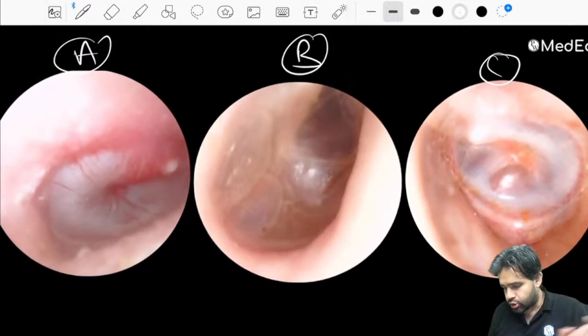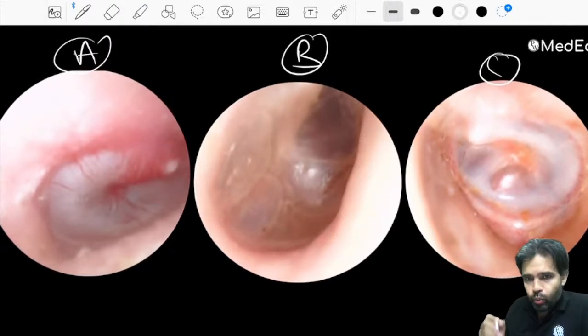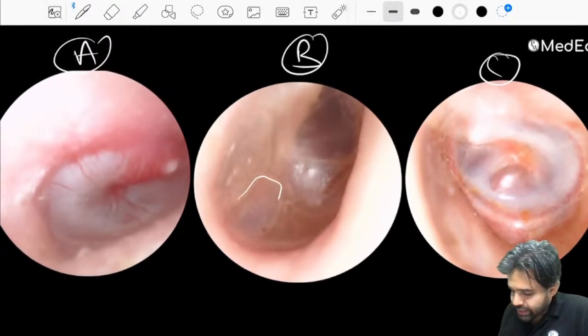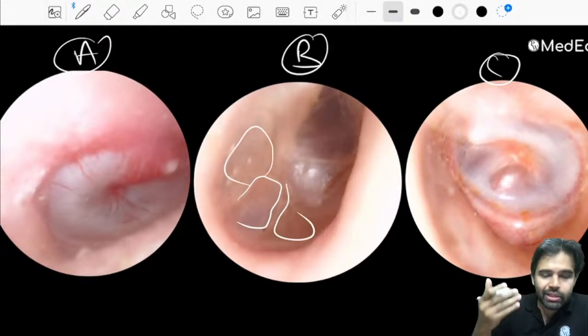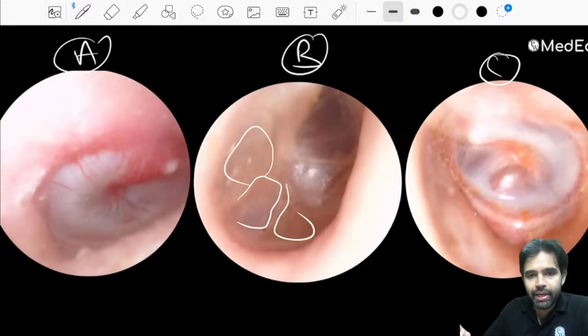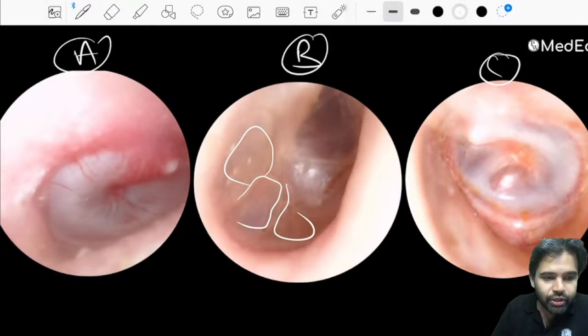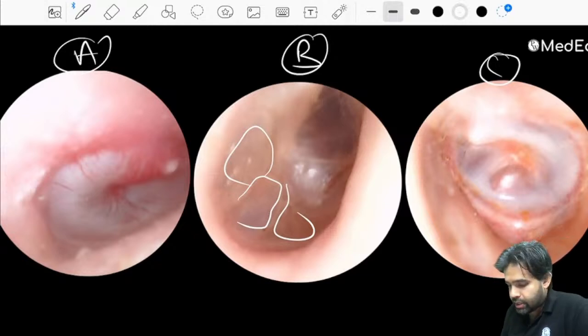Archit is saying B is serous otitis media. So Archit, you are correct. What you're seeing over here are these bubbles, right? It is not infected because it is maintaining the same color of the middle ear. If it was yellowish or greenish color, you would not see the bubbles. It would be similar to image A. But here you can see that this is clear.